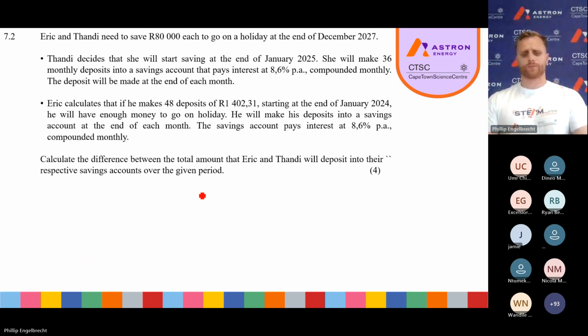Okay, moving on. So it says that Eric and Thandi need to save 80,000 Rand each to go on holiday at the end of December.